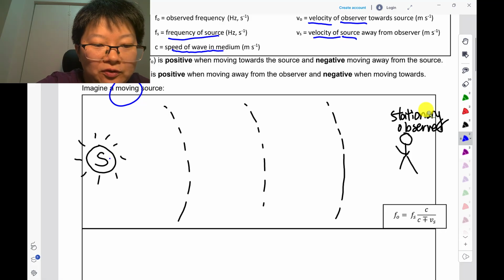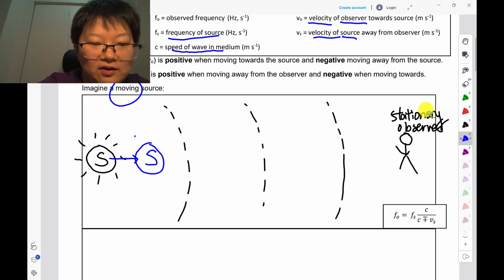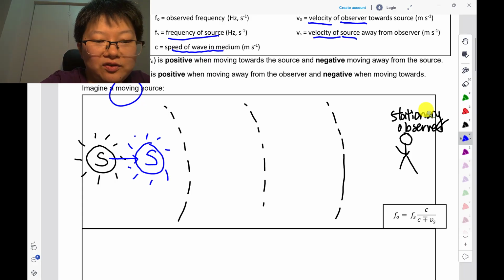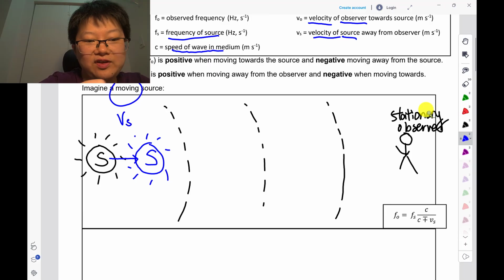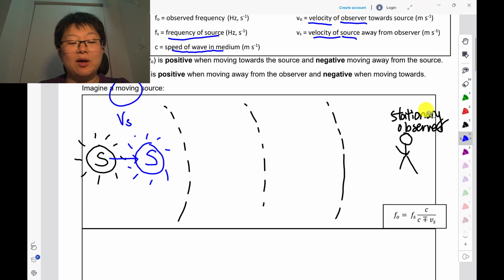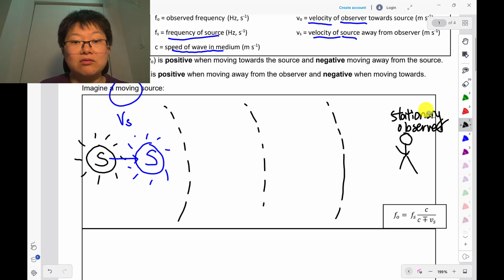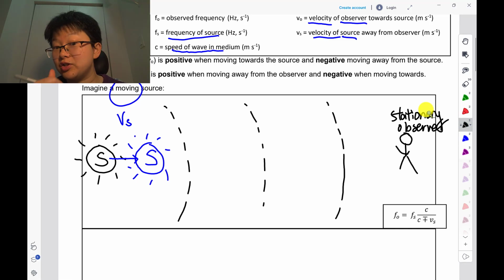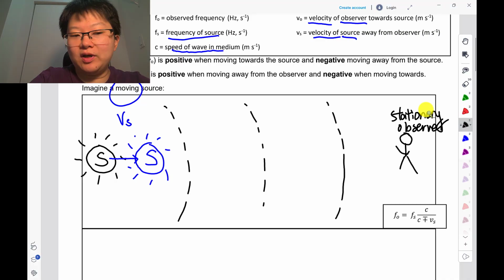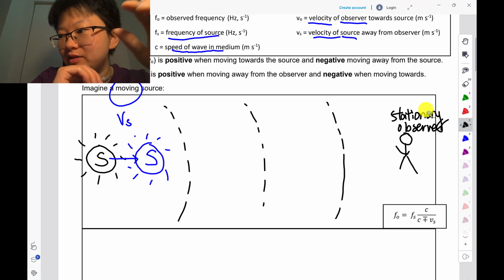If it is moving forward towards the observer, then I'm going to draw everything that is moving in blue. Let's say it is moving forward with a speed of Vs. Then what's going to happen is that the wavefront is going to get squished. So before we see the effect, there's a couple of things we need to write down for the original wavelength. The black ones, as we see, are the non-moving source.